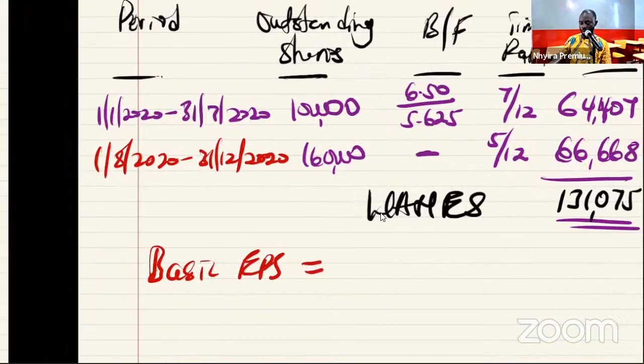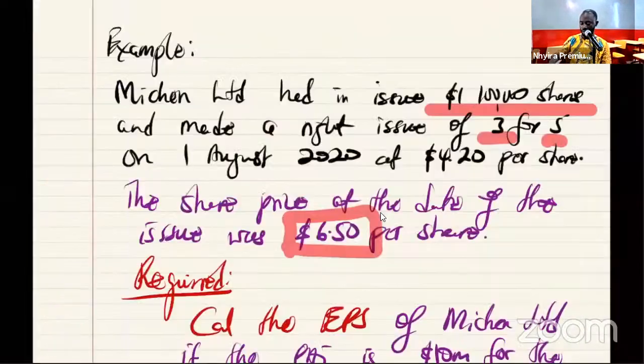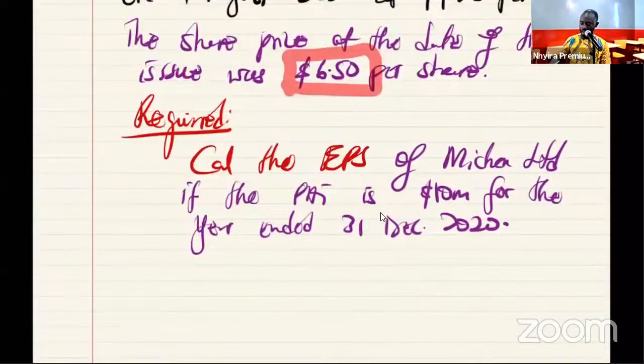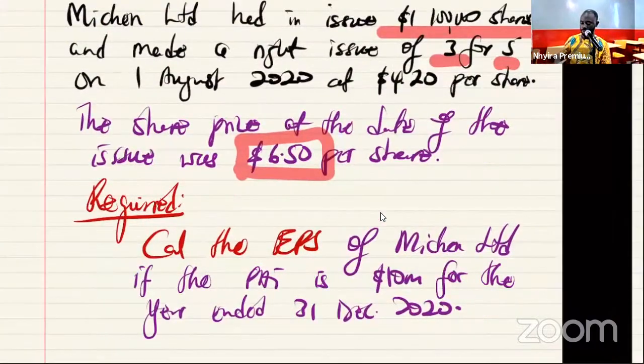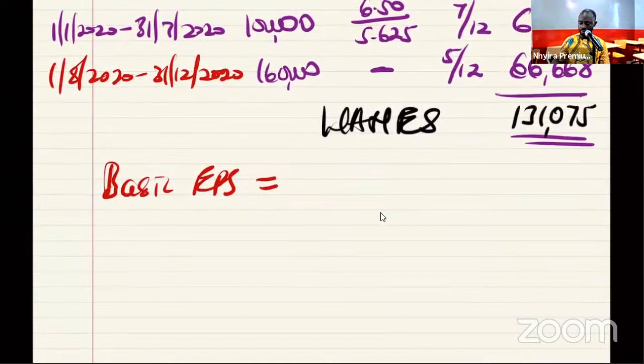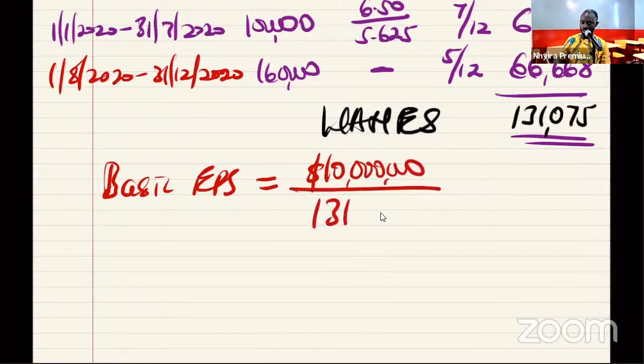So that now we have our weighted average, our basic earnings per share will be equal to the profit for the year, which was given in the question, they have made $10 million, divided by the weighted average number of equity shares, 131,075 shares. So we divide to get our answer in that case.